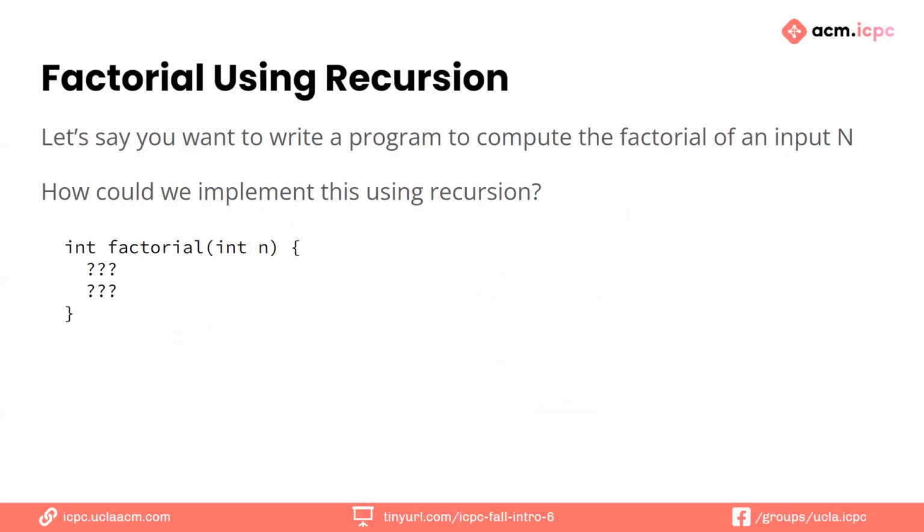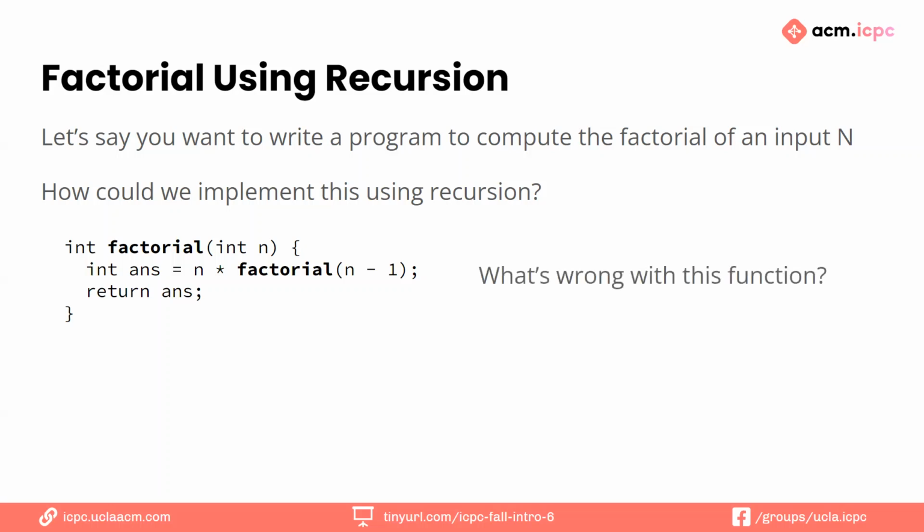So can anybody tell me how we would go about implementing this using recursion? Just in a sentence or a word. We have to have a base case, which is n equals 1, which is return 1, and then the recursive case is n times factorial of n minus 1. That was fantastic. You actually skipped the first step, which was that I didn't add a base case. I was going to say what's wrong with this function, but yes, you got it perfectly right.